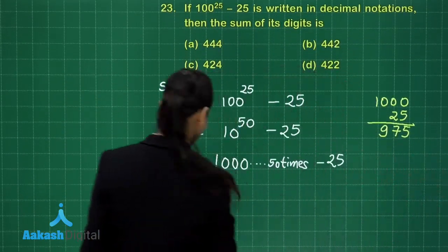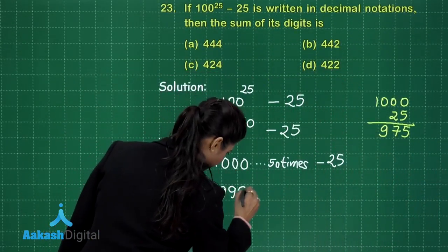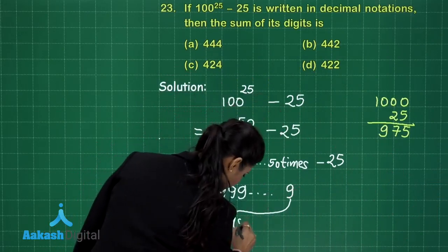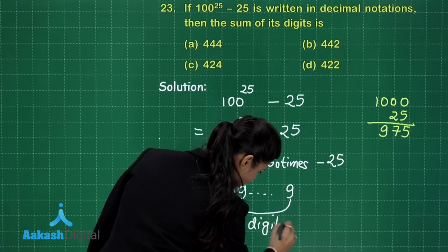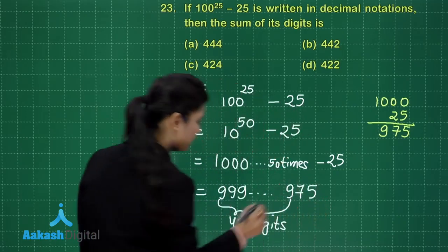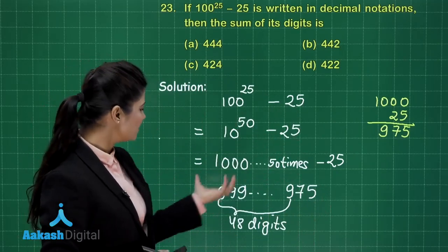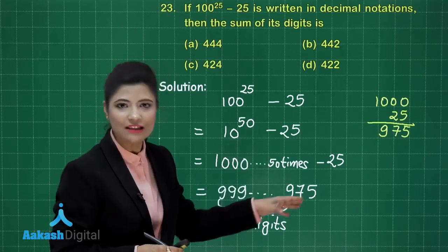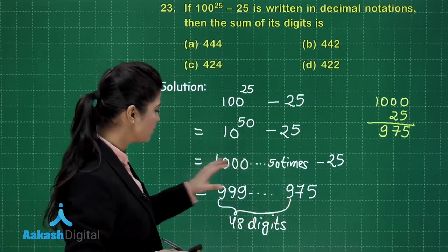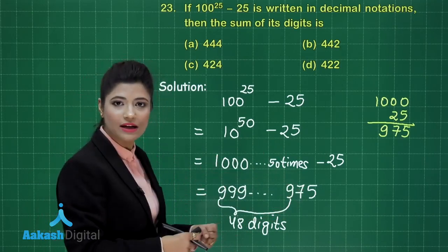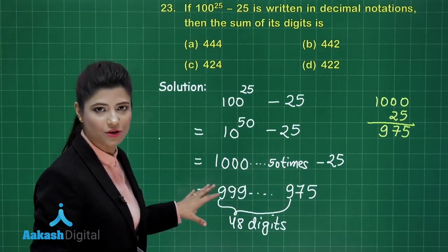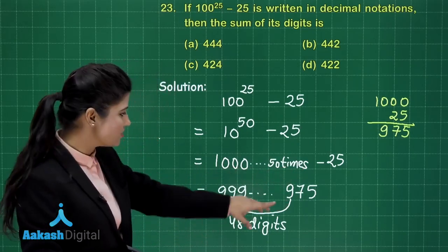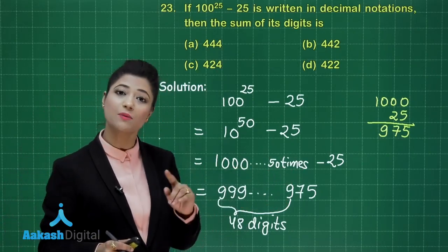So this is going to be equal to 999 and so on, with 48 such digits, and the last two digits will be 7, 5. This is the number, expressed in decimal notation. Decimal notation doesn't mean that you are putting a decimal point here. Decimal notation means you are representing it in terms of units, tens and hundreds places. So we have a total of 50 digits, the starting 48 digits are 9 and the last two digits are 75. Ultimately you need to figure out the sum of its digits.